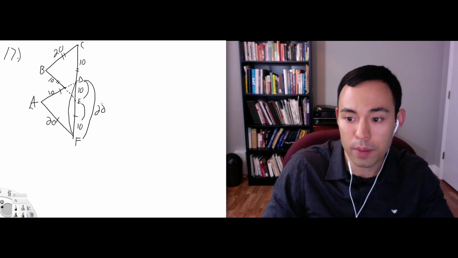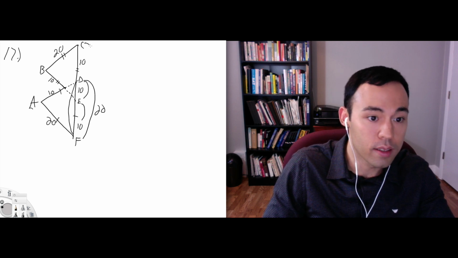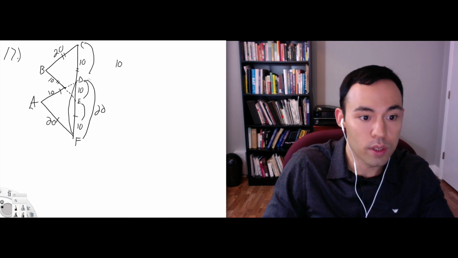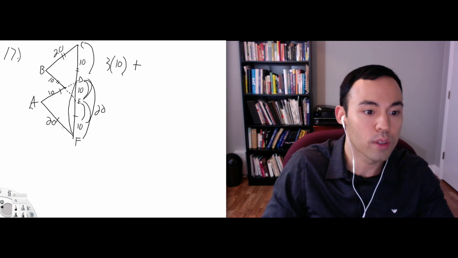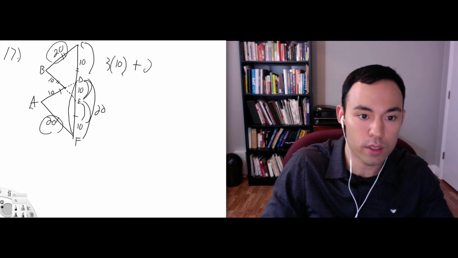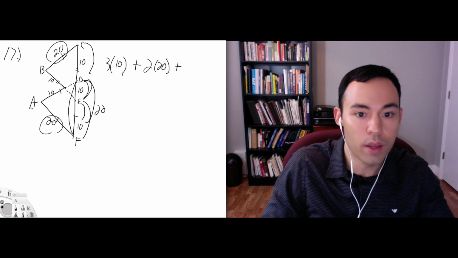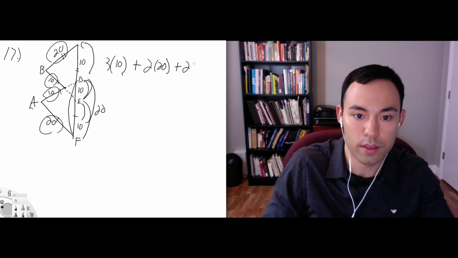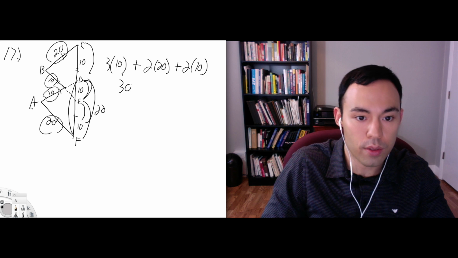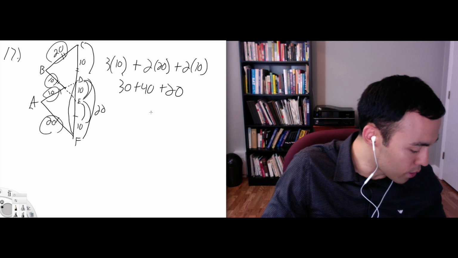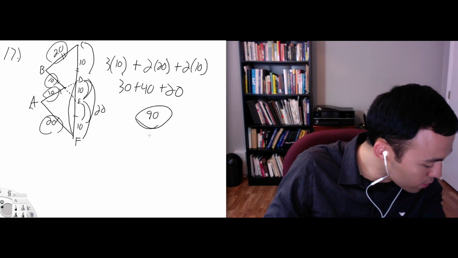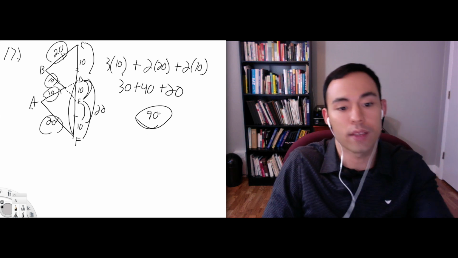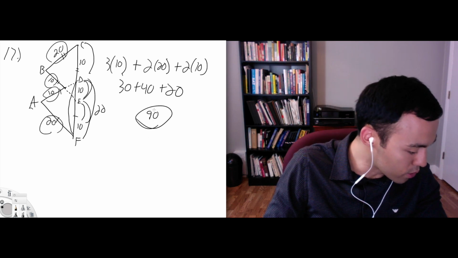Now we're ready to add up this whole perimeter. So we got C to D is 10, plus D to E is 10, plus E to F is 10, so that's 3 10s, plus we got a 20 and a 20, so 2 20s, and then plus we got a 10 and a 10, so 2 10s. All right, so we got a 30 plus a 40 plus a 20, and now the answer is going to be 90. And did I miss inches? No, that's it. You just grid in your 90 and you're done.